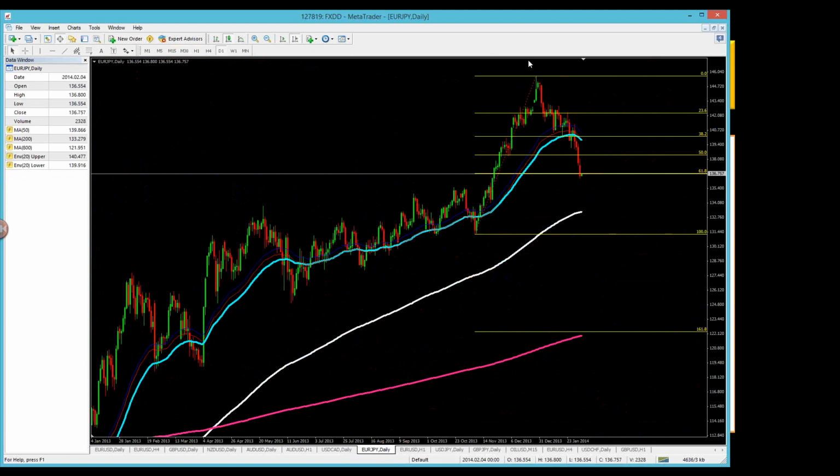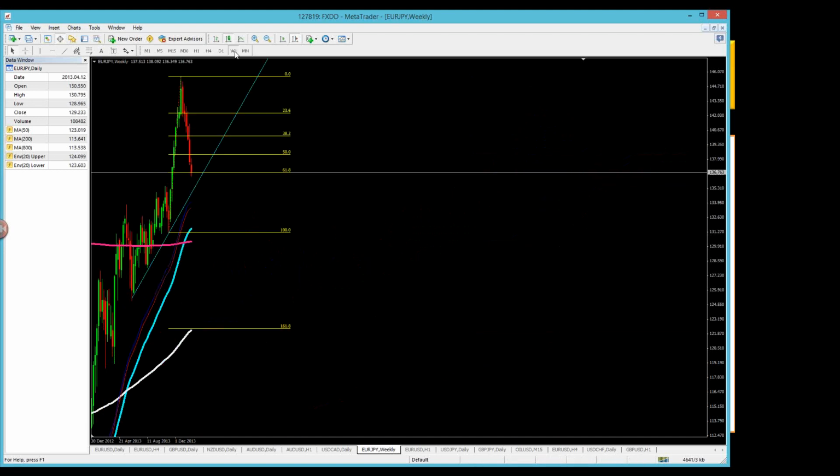Euro yen has really had a tumultuous fall from 146 down to 136.76, and there's really no areas of support there for it that we're looking at currently. I'm going to draw some trend lines here. All right. And that trend line looks pretty good. I'm actually going to look at the weekly chart.